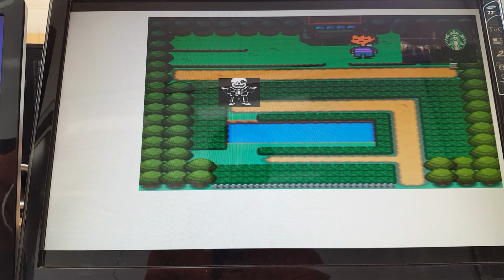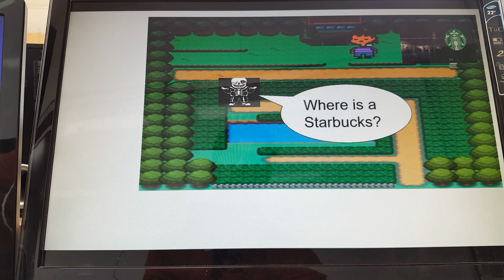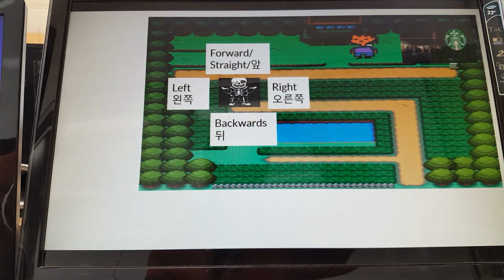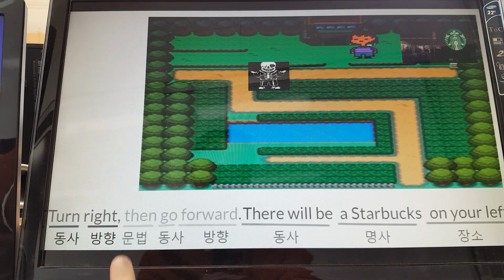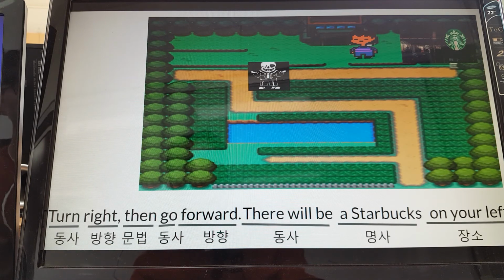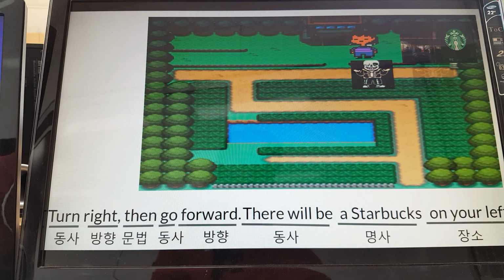Thanks, your friend goes. All right, so what if your friend is right here? Well, you add one more step. Where is a Starbucks? All right, so first, your friend has to go here, right? So what do you say? So we pick our direction, which is right. And we say, turn right. And then go forward. There will be a Starbucks on your left. Like that.